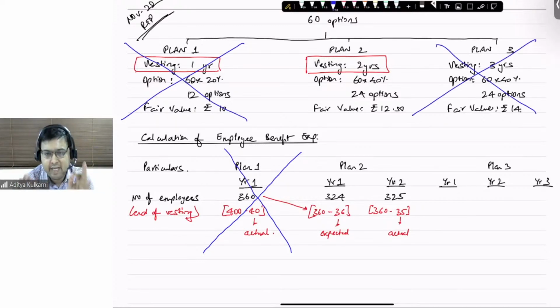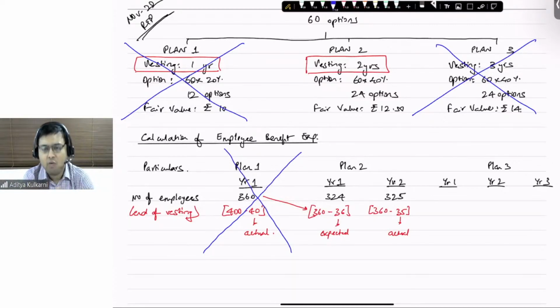Now look, it is an option. It is a plan where 24 options are given per employee, which will vest at the end of 2 years. So I have to calculate the employee benefit expenses. How will we calculate? Well, I have year 1 and year 2. So in the case of year 1, at the end of year 1, I have to book the EBE. So I have to calculate the number of employees. Number of employees will be based on the estimate of how many employees will be expected to remain in service at the end of year 2, because the vesting period is 2 years. So I am having 400 employees on the grant date.